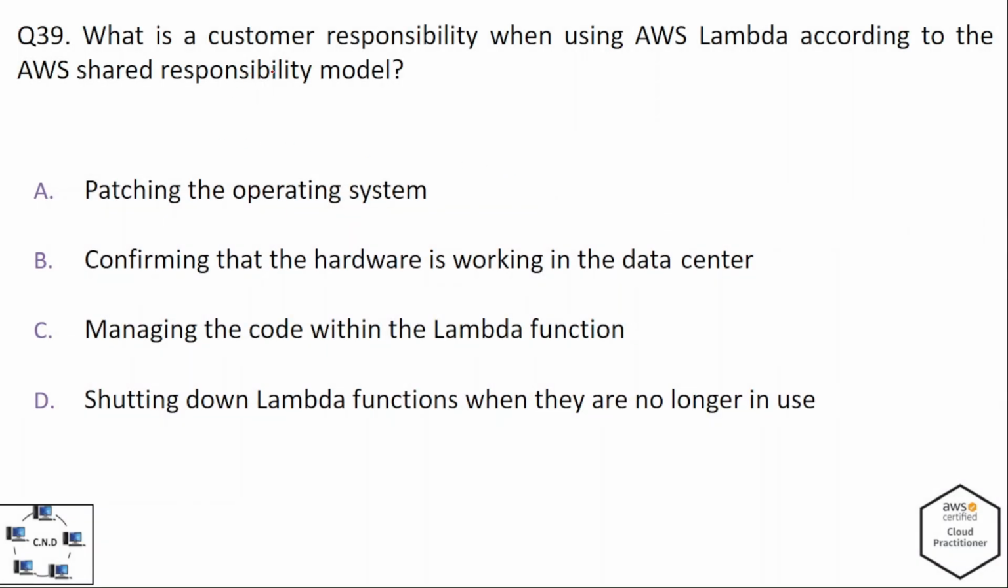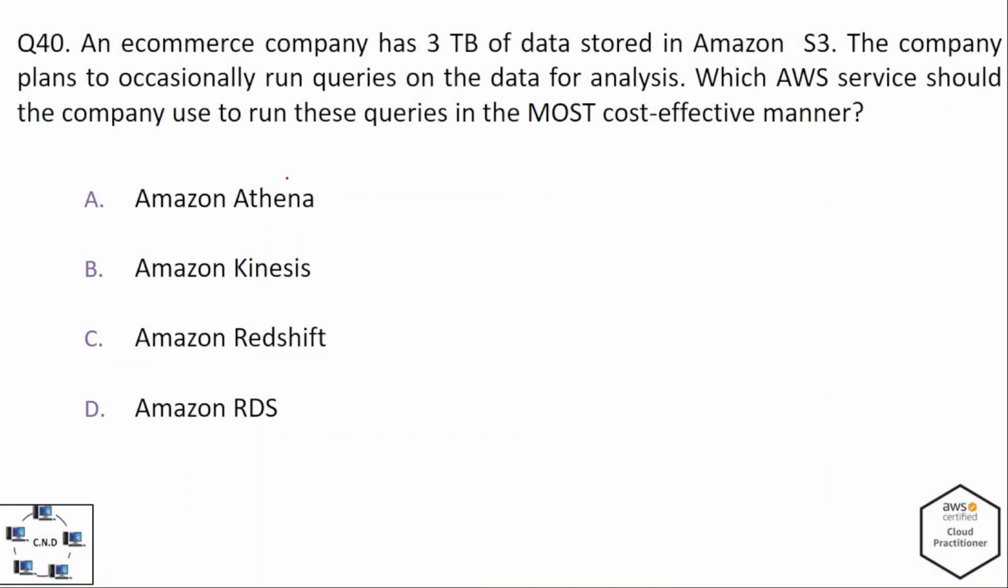Question number 39 is that what is a customer responsibility when using AWS Lambda according to the AWS shared responsibility model? And the options are A. Patching the operating system, B. Confirming that the hardware is working in the data center, C. Managing the code within the Lambda function, and D. Shutting down Lambda functions when they are no longer in use. And the correct option is managing the code within the Lambda function.